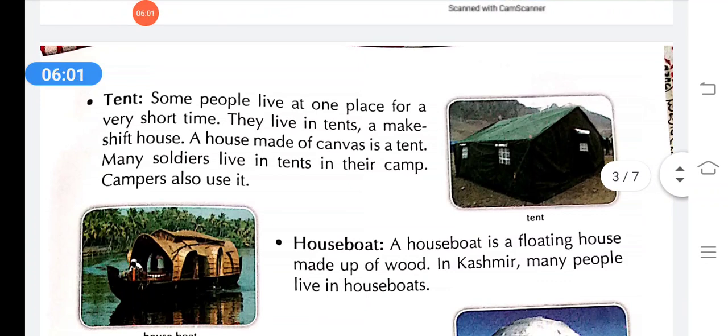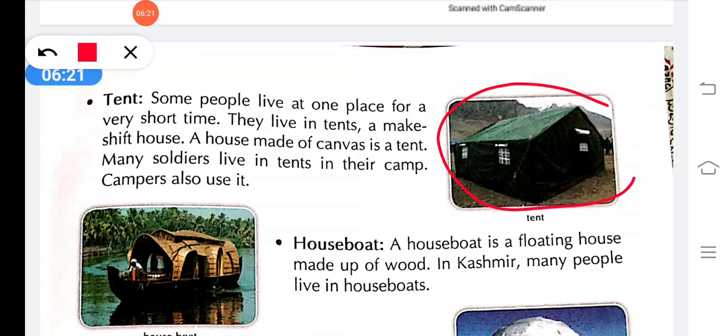tent. Like caravan, we can also move a tent from one place to another place. It is also not a permanent house. Okay, some people live at one place for a very short time. Just now we have discussed it, for many reasons. They live in tents. Okay, this tent can be shifted from one place to another place very easily, and tents are generally made up of canvas.